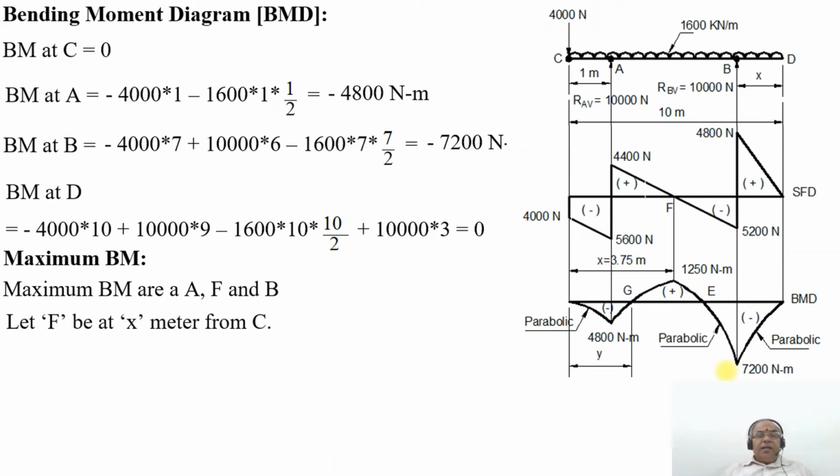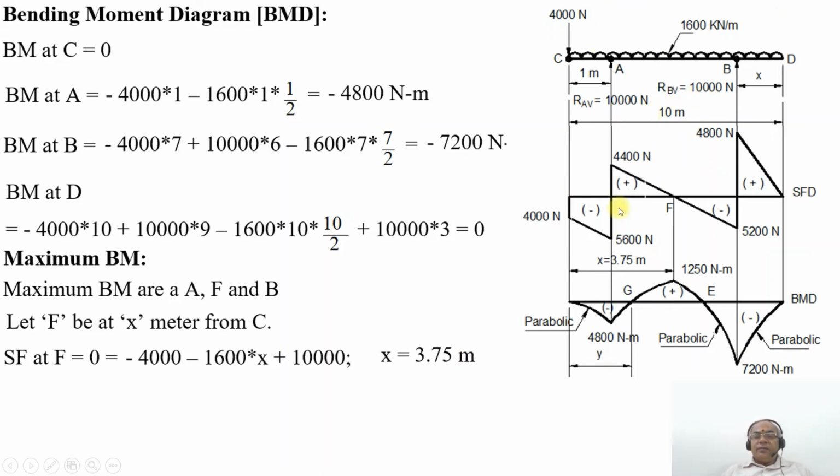So to do that, let F be the point at a distance of x meters from C, where you will get the shear force equal to zero, and the maximum bending moment at that point. So therefore, SF at F will be equal to 0. That means minus 4,000 minus 1,600 into x plus 10,000 will be equal to 0. So therefore, x will be 3.75 meters from C.